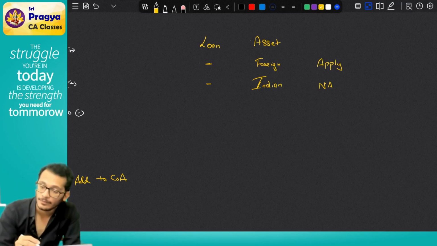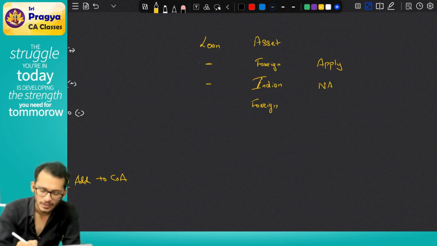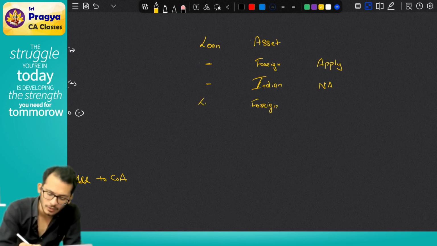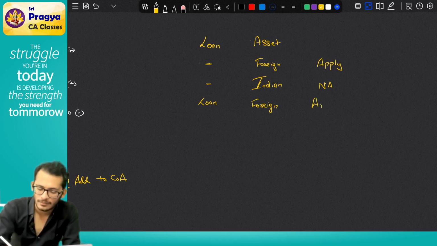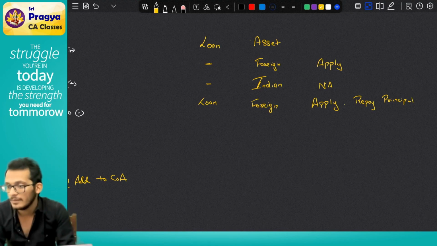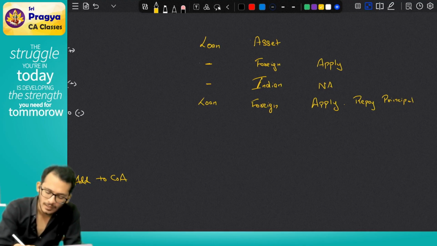Third scenario. I am saying, Rahul, I have taken an asset from foreign. I have taken a loan also from foreign. Will the section apply? Section will apply. Now in this case, whenever I repay the principal, the loss or gain on the repayment of principal will be added to the cost. Yes or no?